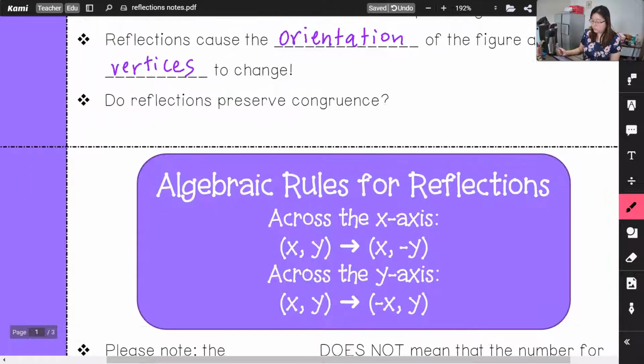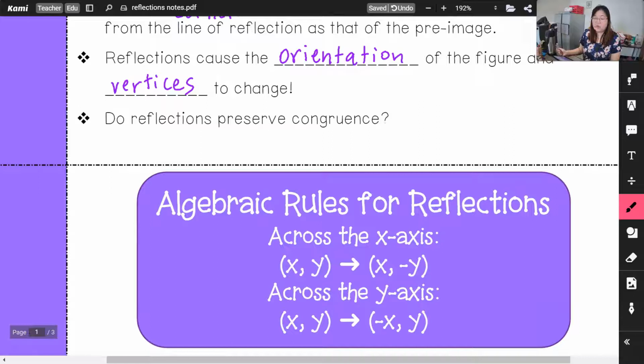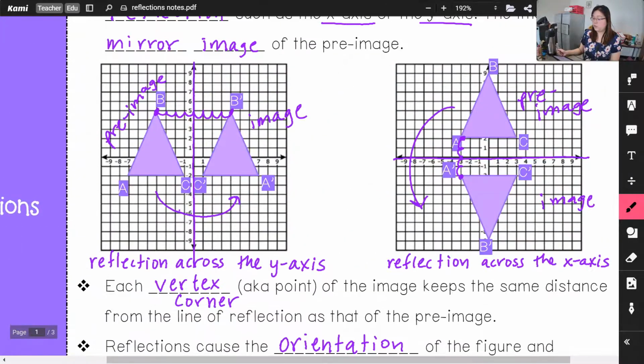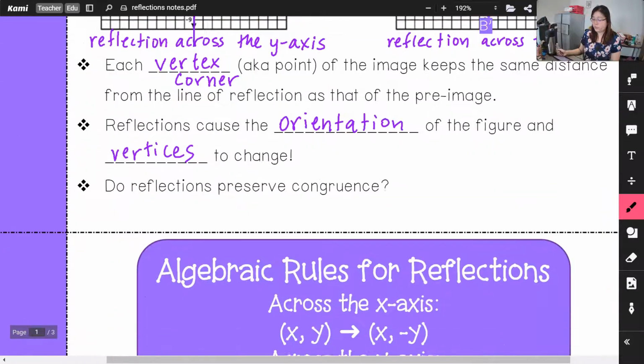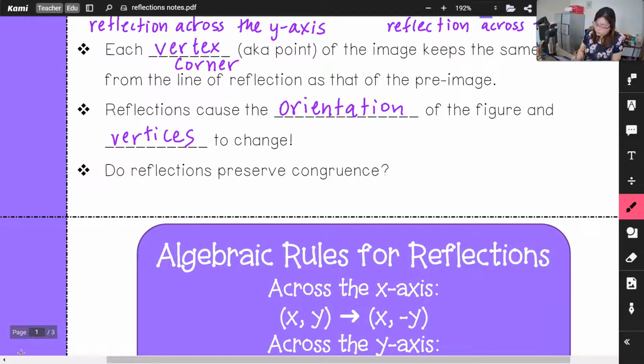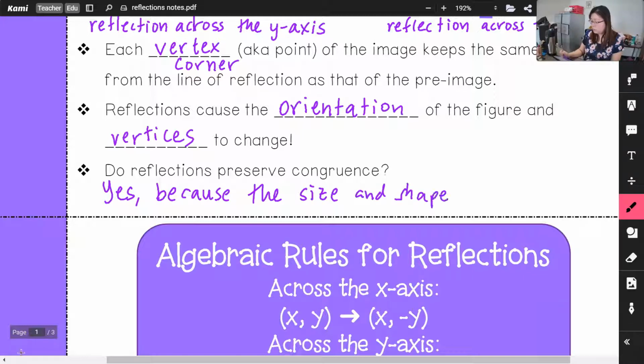Now here's a question. Do reflections preserve congruence? Okay, that is to say, are the pre-image and the image congruent or not? This is a little bit of a trick question because you might look at this and think, oh, they look different. But the answer is yes. Okay, because the size and shape did not change. Okay, something to think about.